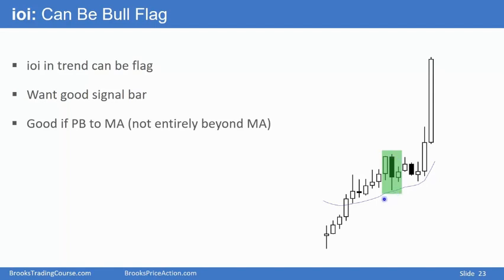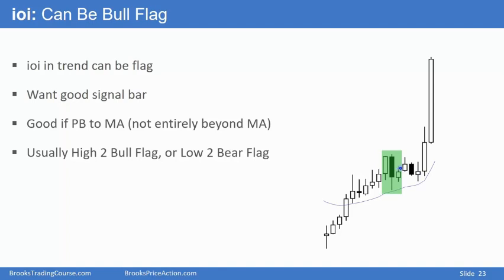Here, the bears tried to reverse. They could not even get below the moving average. So this is a pullback to the moving average in a bull trend. You have a high 1 and then a high 2 buy setup at the moving average in a bull trend, and both the high 1 and high 2 signal bars had bull bodies.